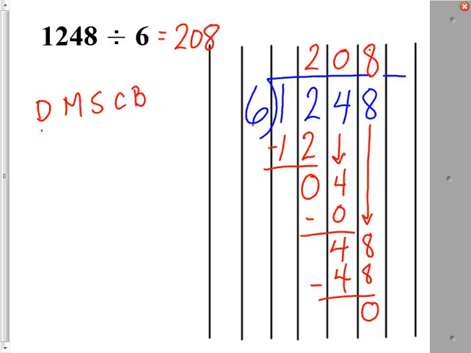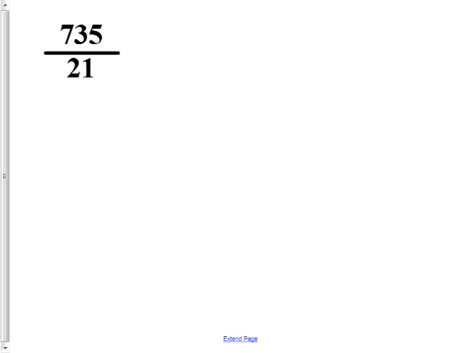Let's go ahead and look at a couple more examples. 735 divided by 21. Now, people sometimes look at this and go, oh, a double-digit divisor. I can't do that. But yes, you can. Think of a number close to 21 that's easy to know multiples of. For example, 20. Think about multiples of 20.